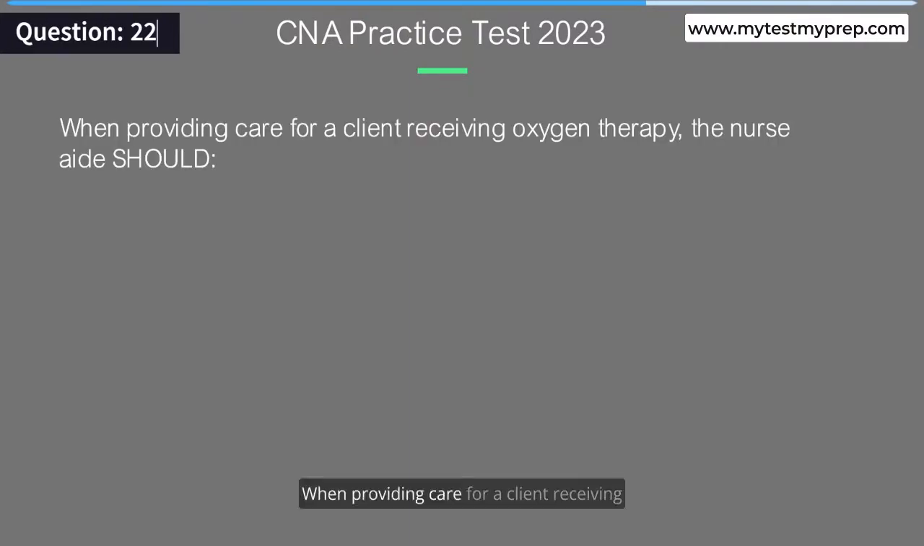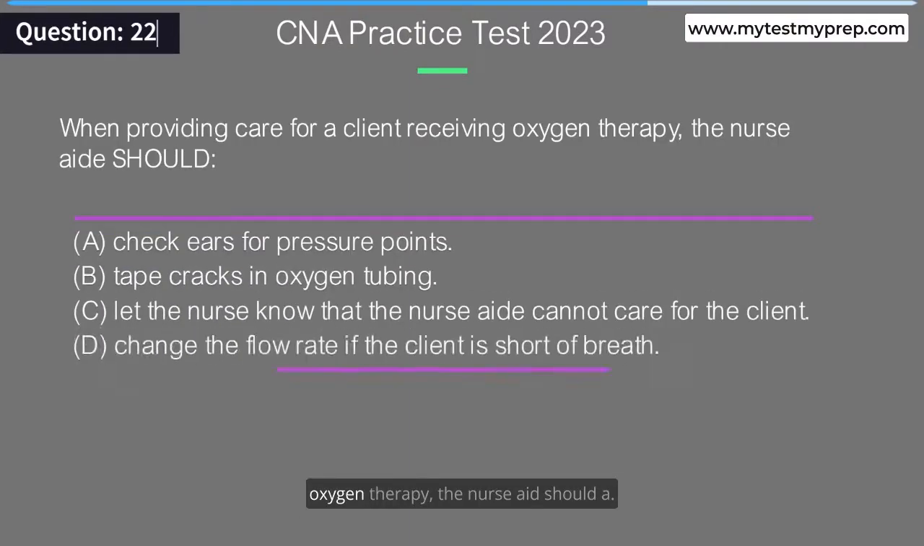When providing care for a client receiving oxygen therapy, the nurse aide should: A. Check ears for pressure points. B. Tape cracks in oxygen tubing. C. Let the nurse know that the nurse aide cannot care for the client. D. Change the flow rate if the client is short of breath. Answer: A. Check ears for pressure points.